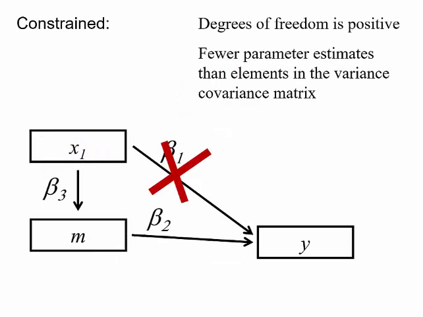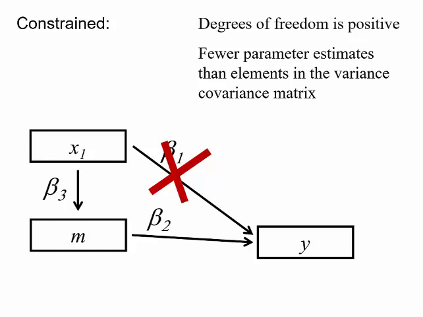However, we can have positive degrees of freedom. And this brings in that issue of constraint. Recall that we can put constraints on our models. We could constrain a beta to be 0. We could constrain a pathway to be 0. Or we could constrain two betas to be equal to each other. And this is where things get really interesting.